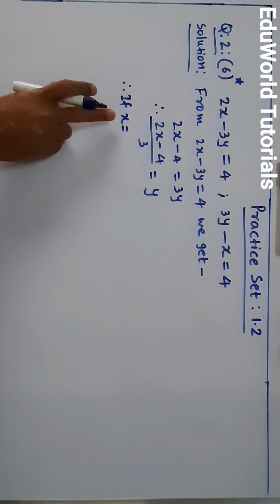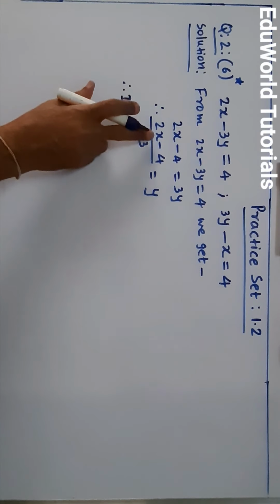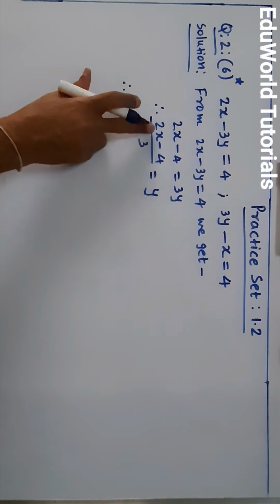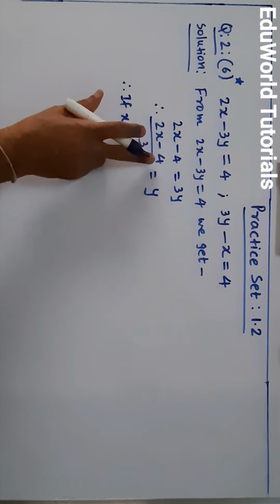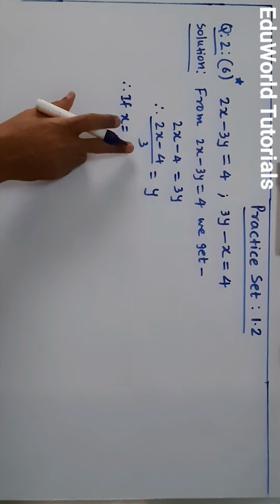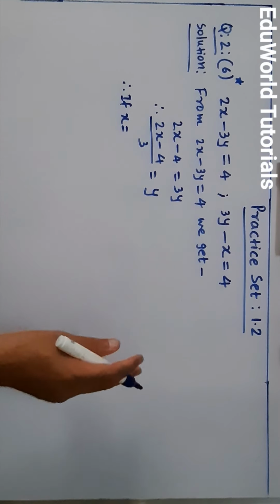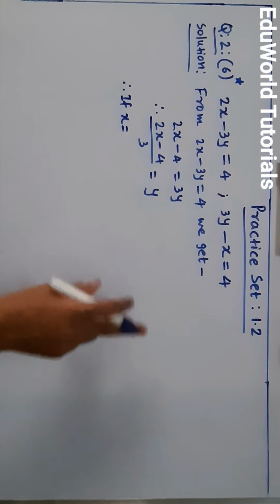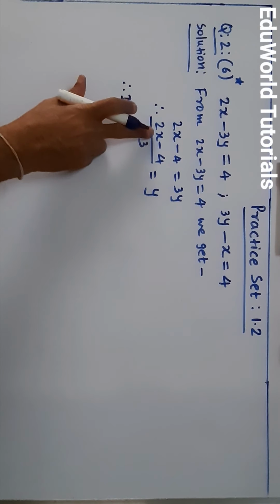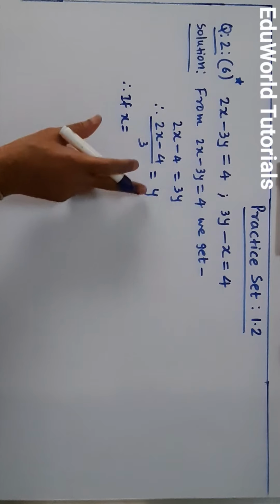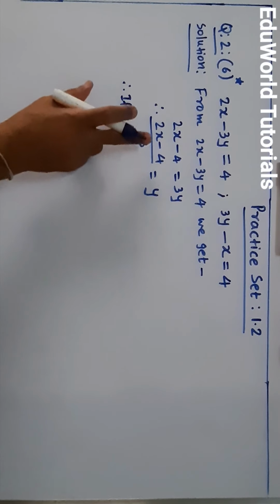For example, if I put x equal to 1, then 2 ones are 2, 2 minus 4 is minus 2, minus 2 divided by 3, it is a fraction. Normally we will not be able to plot a fraction on the graph. That is why we have to take a proper value of x in order to get the value of y. So I will show you.